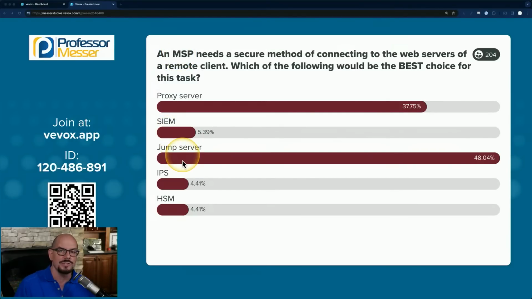They're going to use a jump server so they can SSH, or they can remote desktop into those systems. So proxy server, although it would be great for the end users, is not very good for the MSP. The MSP needs additional features that can only be found from a jump server. And that's the one we were looking for. The rest of the answers, interestingly, are all those acronyms we talked about.